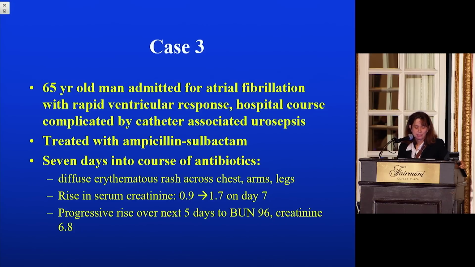65-year-old gentleman admitted for AFib with a rapid ventricular response. Hospital course is complicated by catheter-associated urosepsis. He's treated with ampicillin and sulbactam. 7 days into the course of antibiotics, he develops a diffuse erythematous rash across his chest, arms, and legs.